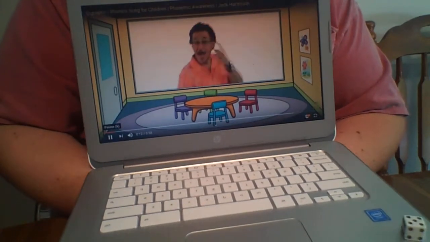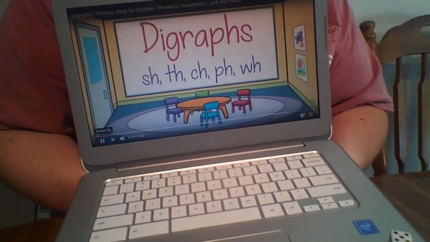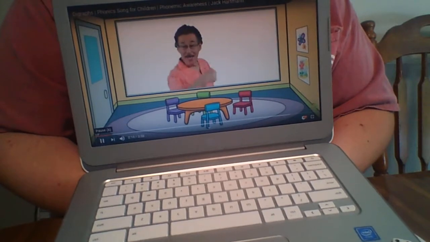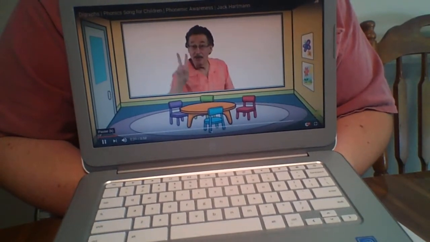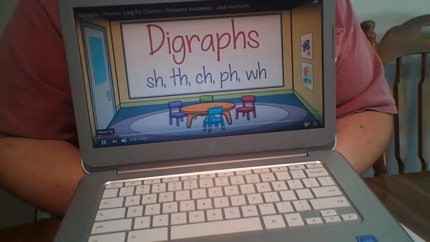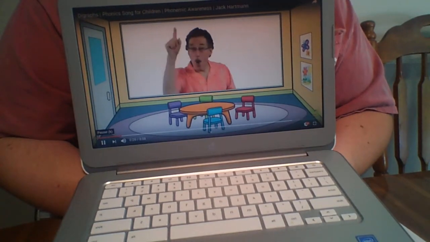Digraphs have two letters. Digraphs make one sound.